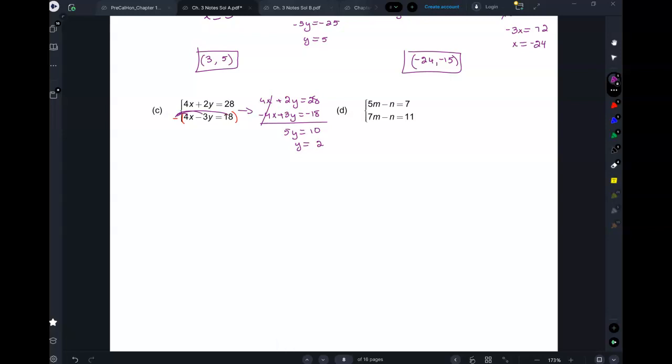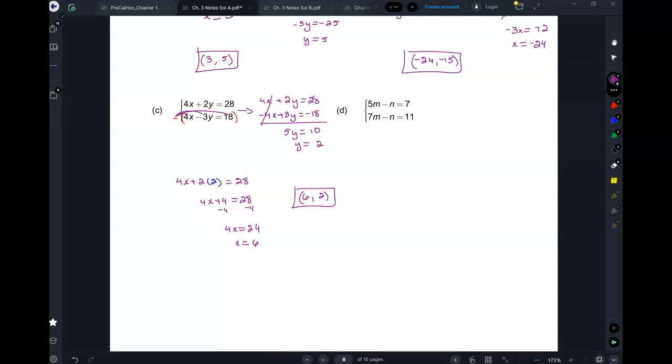So let's plug it into the first one. 4x plus 2 times 2 equals 28. 4x plus 4 is 28. Minus 4 on both sides. 4x is 24. X is 6. So it's 6, comma, 2. So what happens is we are starting out by elimination, and then afterwards there is still a little bit of substitution. But this process is called elimination because that's how we start out.